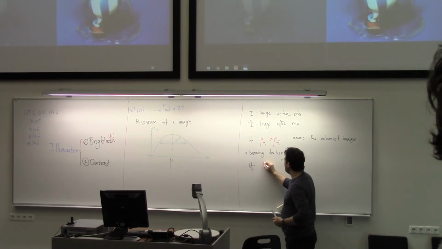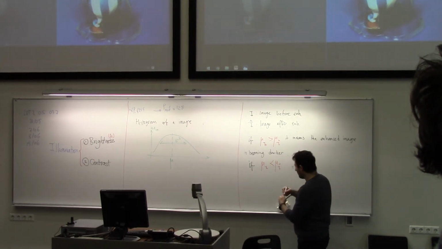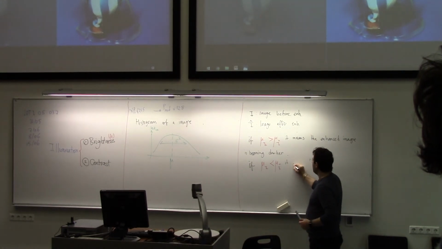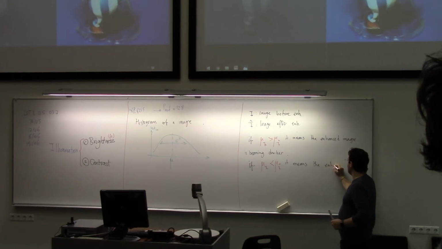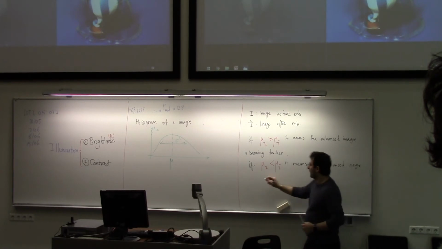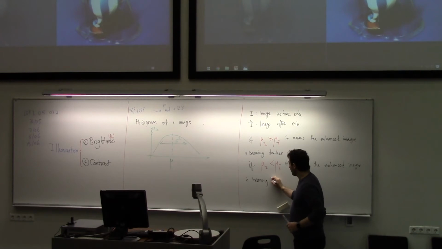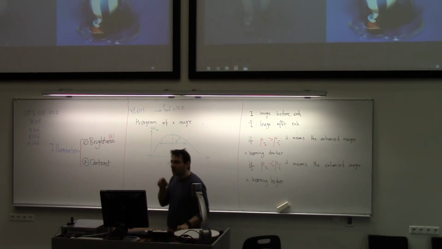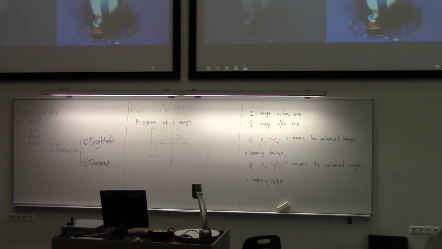And obviously, if mu I is less than mu I hat, it means the enhanced image is becoming brighter. Sometimes the image is dark, and we want to make it brighter so we can see more details.